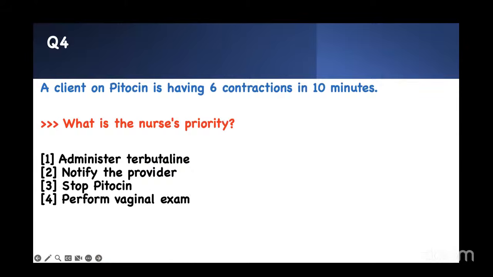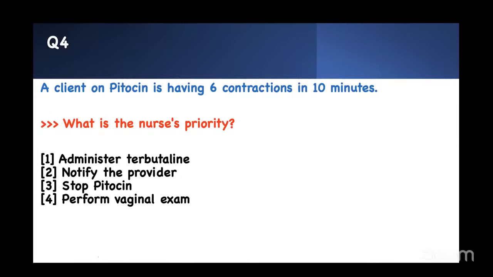Okay. A client on Pitocin is having 6 contractions in 10 minutes. That is tachysystole. What is the nurse's priority for this? Do you give them terbutaline, which is going to slow it down? Do you notify the provider who is going to give you orders? Do you stop the Pitocin or perform vaginal exams? This is straightforward. The patient is contracting too much, stop the Pitocin. Terbutaline will block the Pitocin, it will slow things down.